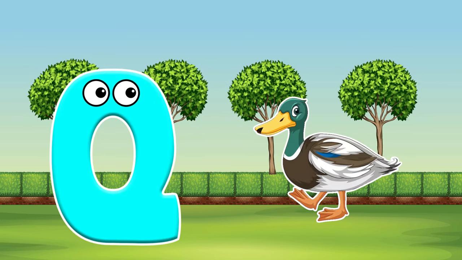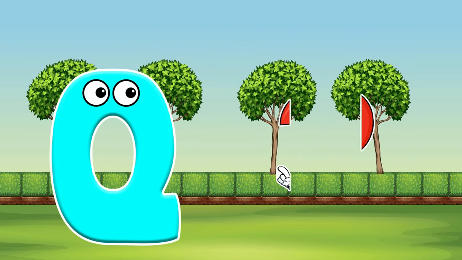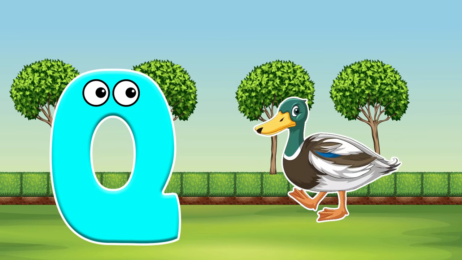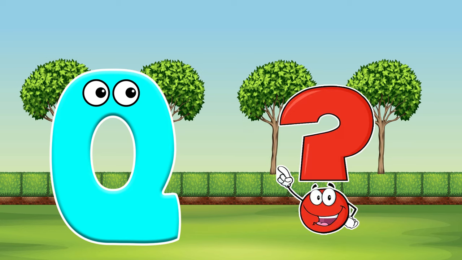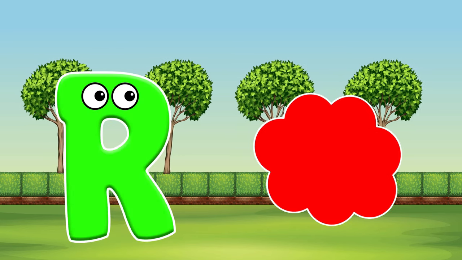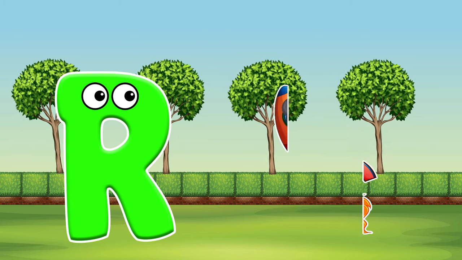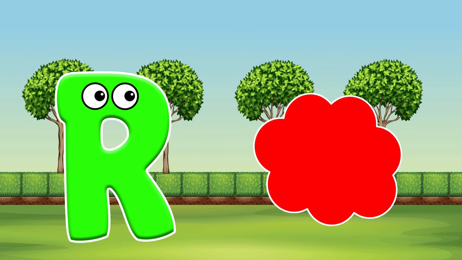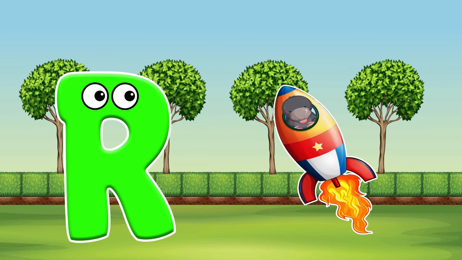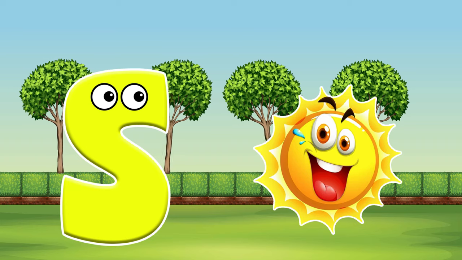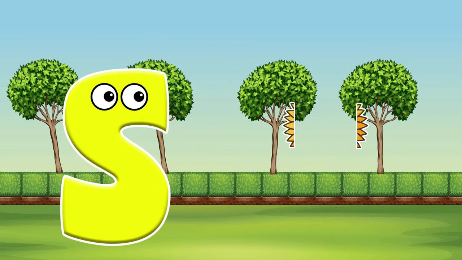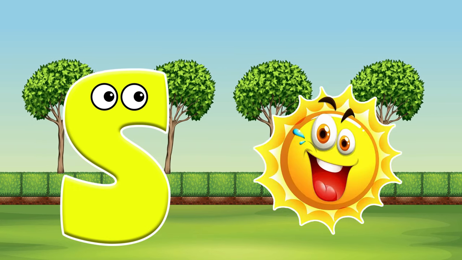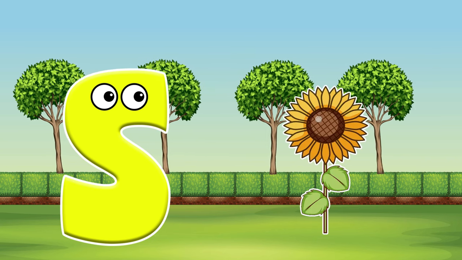Q is for quack, qu, qu, quack. Q is for question mark, qu, qu, question mark. R is for red, r, r, red. R is for rocket, r, r, rocket. S is for sun, s, s, sun. S is for sunflower, s, s, sunflower.